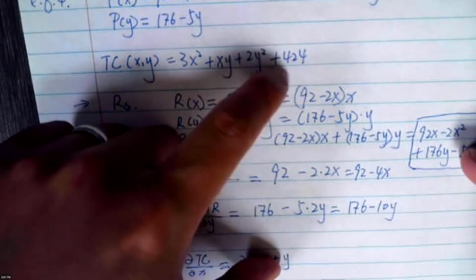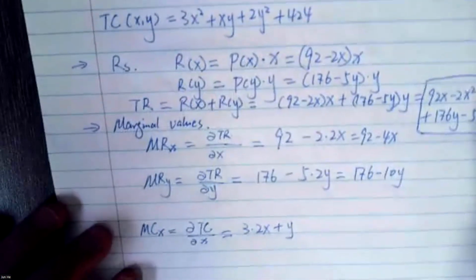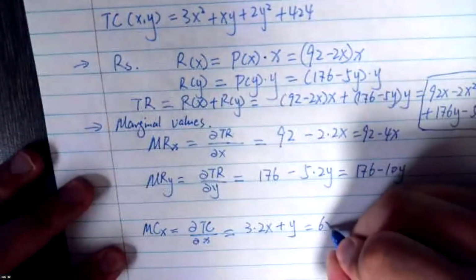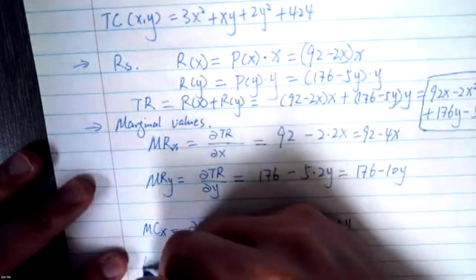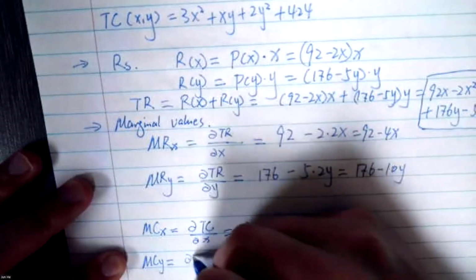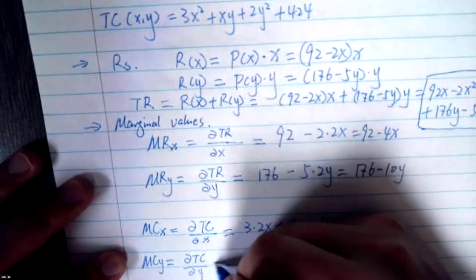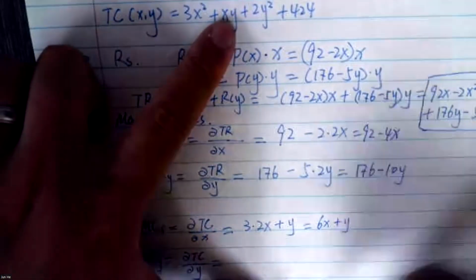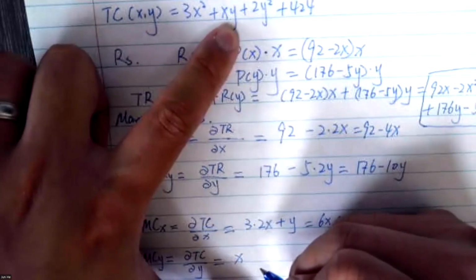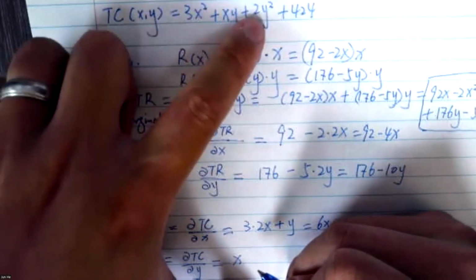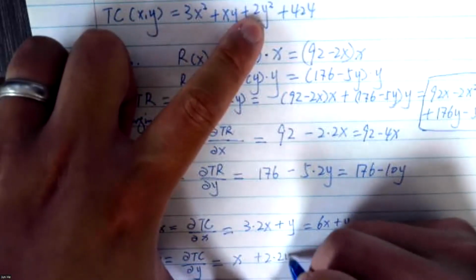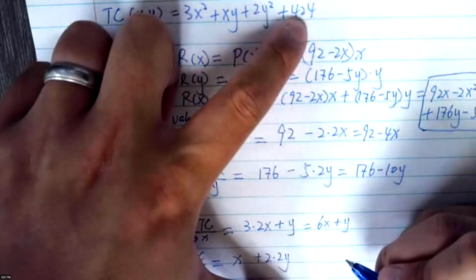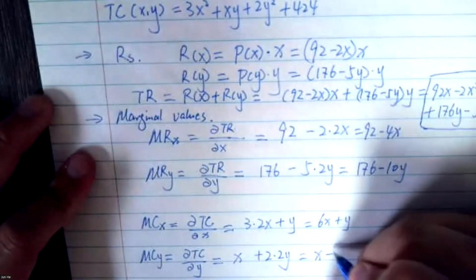And then the other two terms have nothing to do with x. So it's 6x plus y. And the marginal cost of y is the partial derivative of total cost with respect to y. So that is x from this term, the first term; disregard; plus 2 times 2y. And the last term is a constant, disregard. So it's x plus 4y.